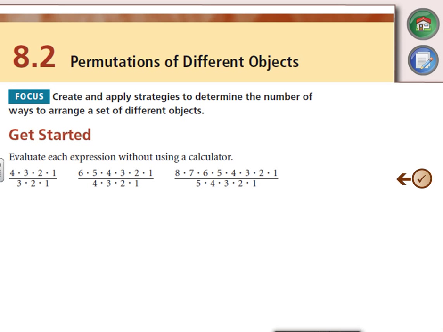And let's start off with 8.2, permutations of different objects. I'm extremely excited for this lesson. I hope you're just as excited as I am. I know that the numbers are excited too. They are excited.